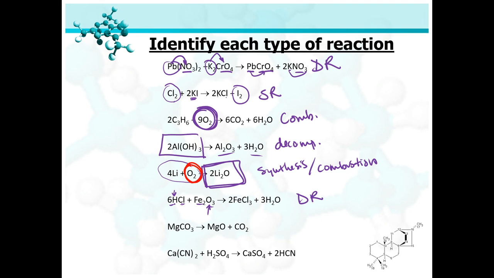Used to have hydrogen on the chlorine. Now we have iron on the chlorine. We used to have iron on oxygen. Now we have hydrogen on oxygen. This is double replacement. I've got a single reactant breaking down into multiple pieces. That makes this decomposition. And here I've got calcium on cyanide, and now I've got calcium on sulfate. I've got hydrogen on sulfate. Now I've got hydrogen on cyanide. That makes this one double replacement.